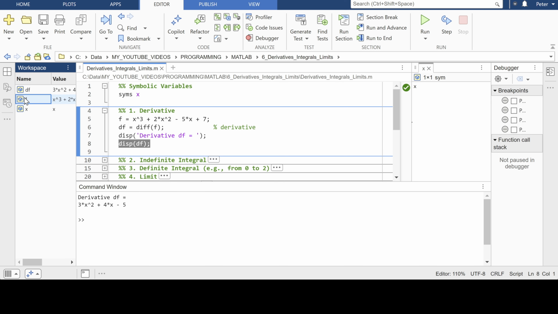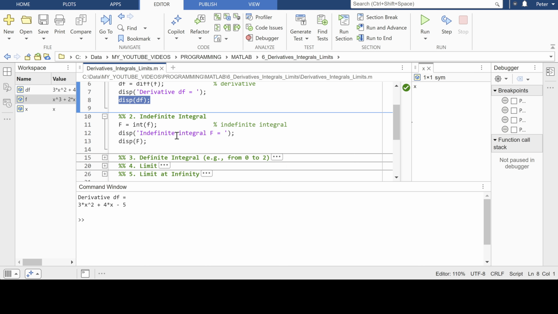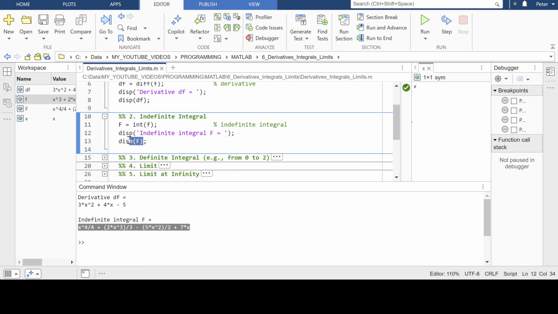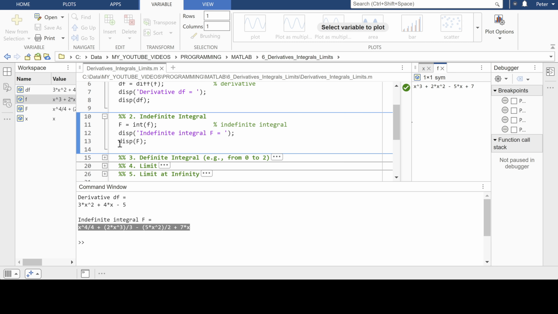Next, we compute the indefinite integral, or antiderivative, of the same function. Using the command int of f, MATLAB returns the general integral of f with respect to x. It includes an implicit constant of integration, just as you expect in calculus. Symbolic integration is especially useful for solving equations, analyzing systems, or verifying manual calculations.